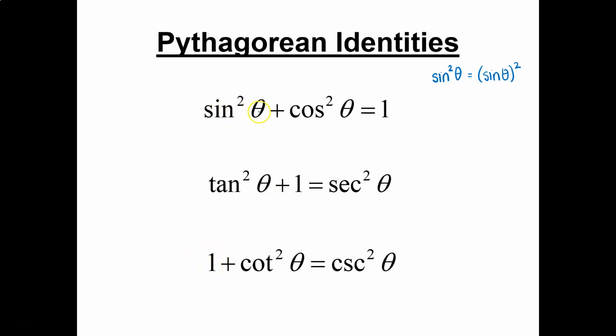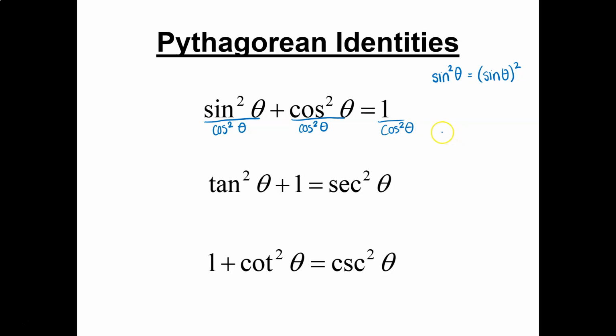If I take sine squared theta plus cosine squared theta equals 1, which is the one you're going to use so much, you're probably going to remember it pretty easily. If I divide everything by cosine squared theta, that is a legal move because I'm doing it to everything on both sides, right?